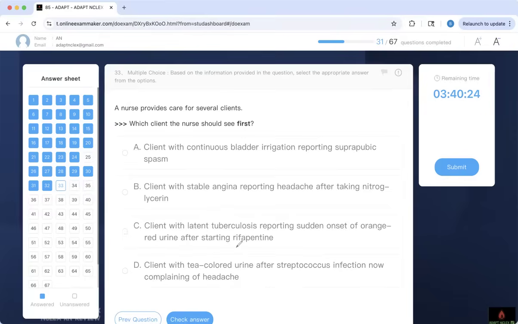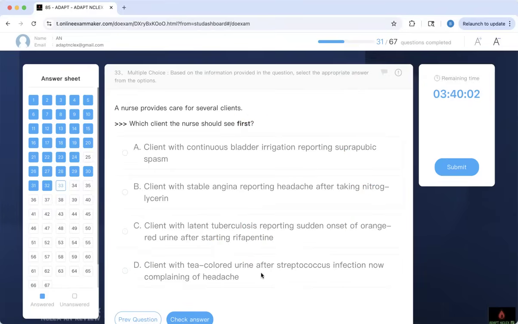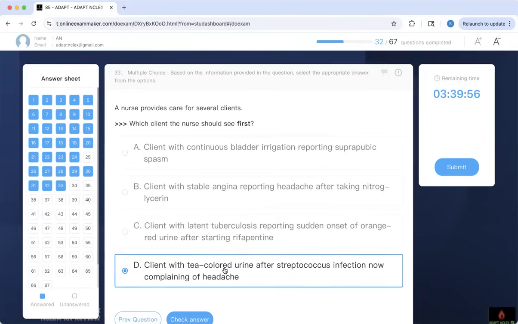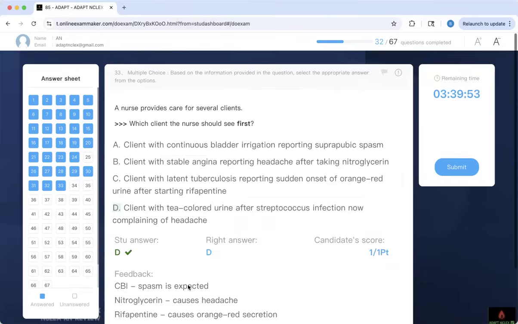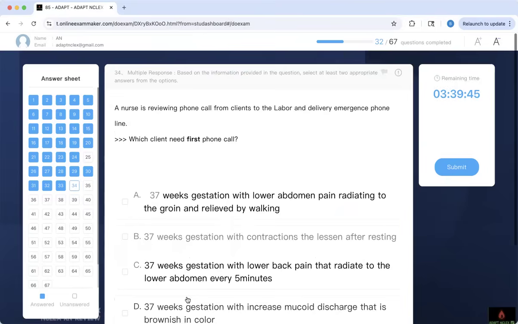This is classic prioritization. Break it down. Well, suprapubic pain is expected when you have bladder irrigation. Nitroglycerin, you're going to get a headache. Rifampin derivative gives you orange urine. Therefore, by default, this is your right answer. What is the problem? If you have a post-strep infection, you're going to have edema. But when you develop a headache, that's prioritization. You have an ICP issue. We should worry about it. Your blood pressure is too high. It's causing hypertensive urgency, and we have to do something about it.